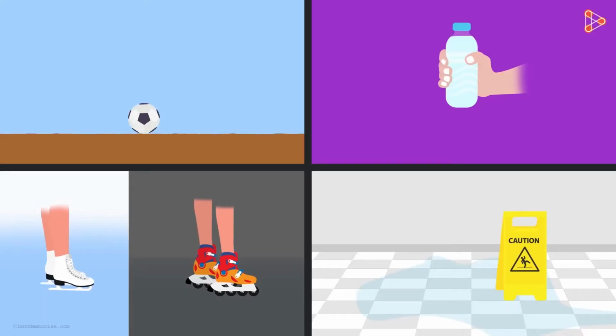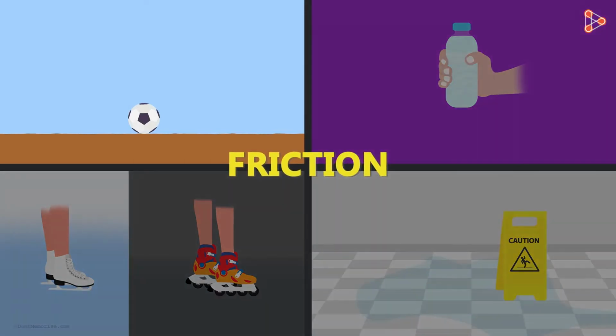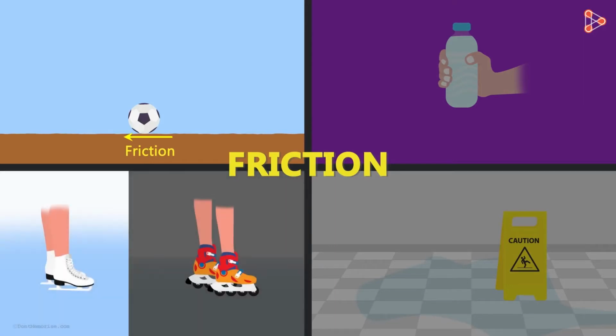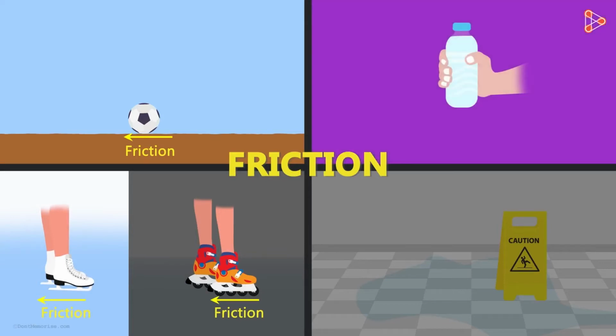Friction. When a moving object touches another object, some energy of motion changes into heat energy. Friction causes this change. It reduces a moving object's energy of motion. This causes the object to slow down.